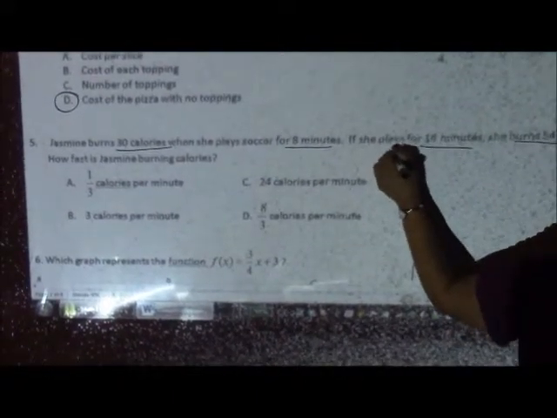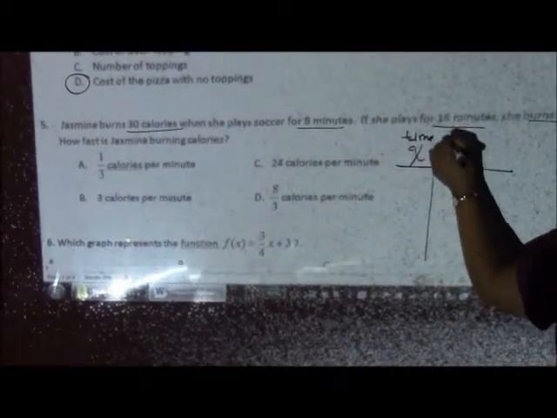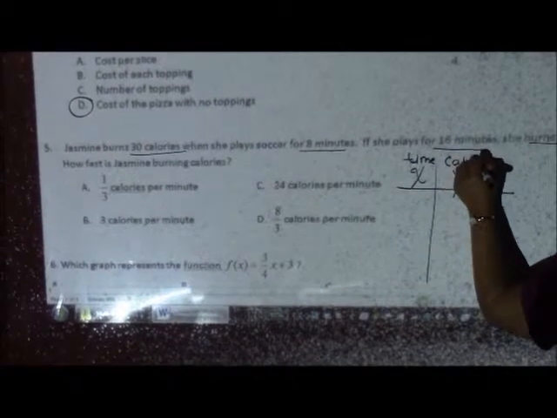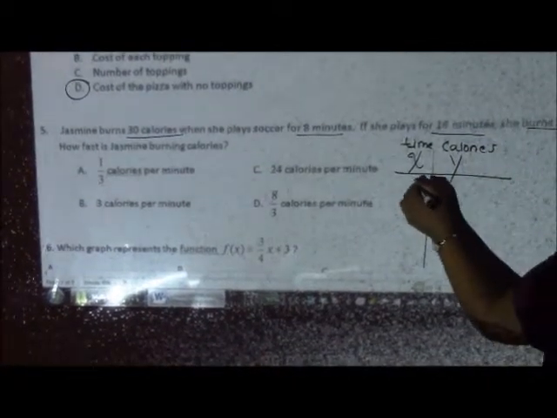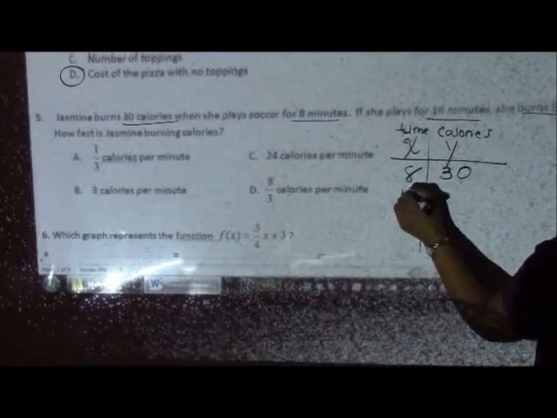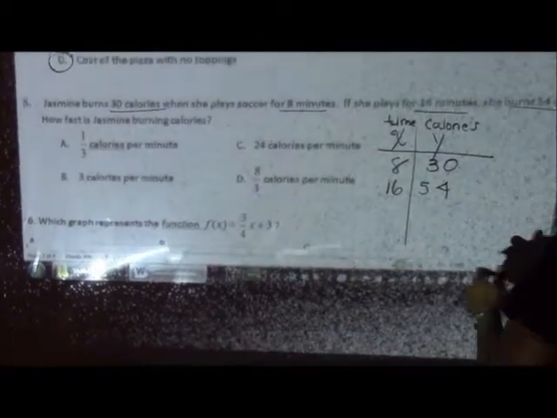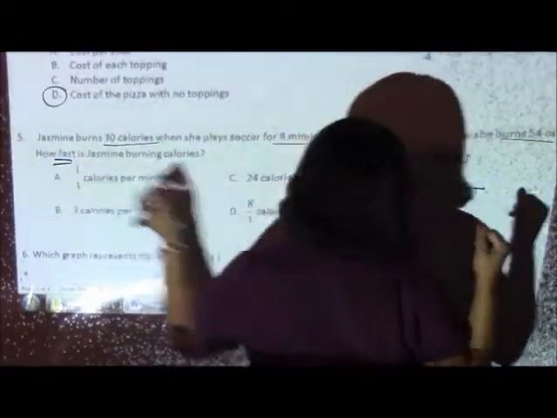Time is here in minutes to set up a little table. And this is how many calories she burns. So we said in 8 minutes she burns 30 calories, and in 16 minutes, she burns 54 calories. So we want to know how fast. That's a rate, how fast. So they're asking us for the slope.